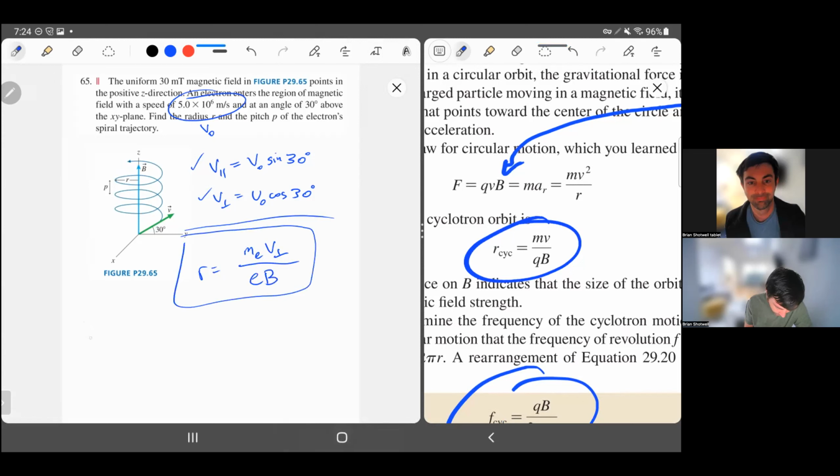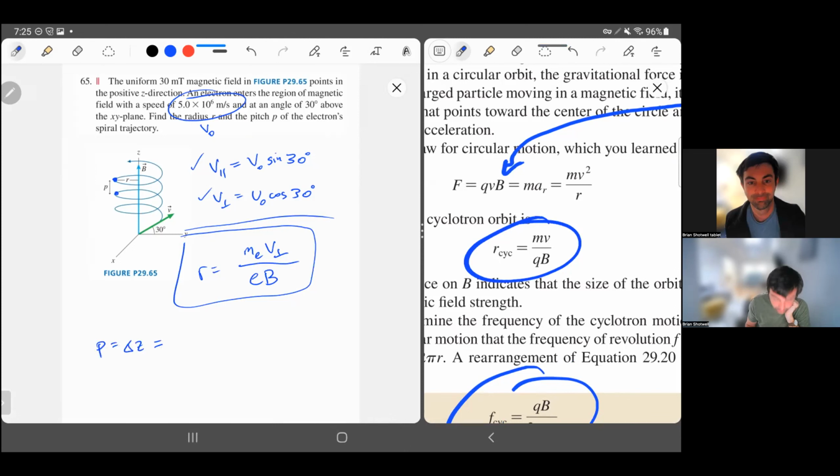And then for part B, for the pitch. From this picture, if this thing is a helix, the pitch is how far one loop is from the next one over. To figure this out, we're going to need to know how fast it's moving in the Z direction, as well as how much time it has before it goes around to the same spot. In other words, the pitch is going to be delta Z for one orbit.